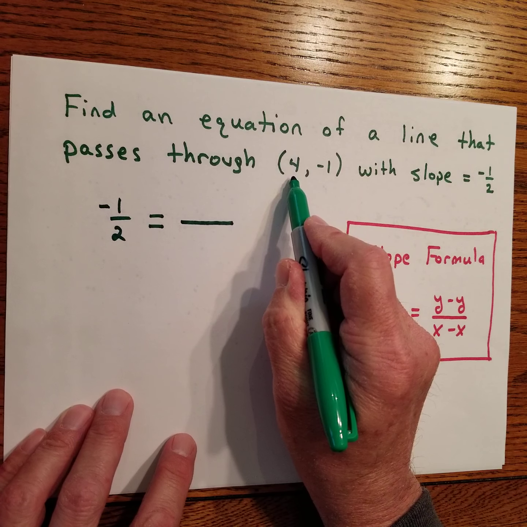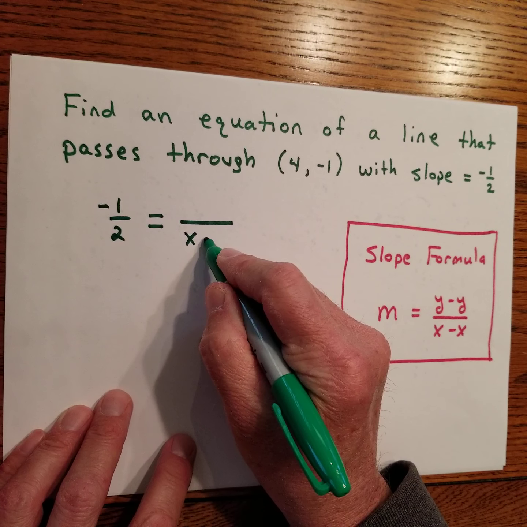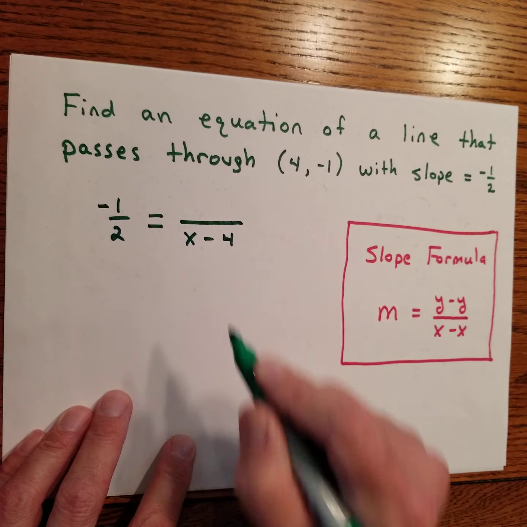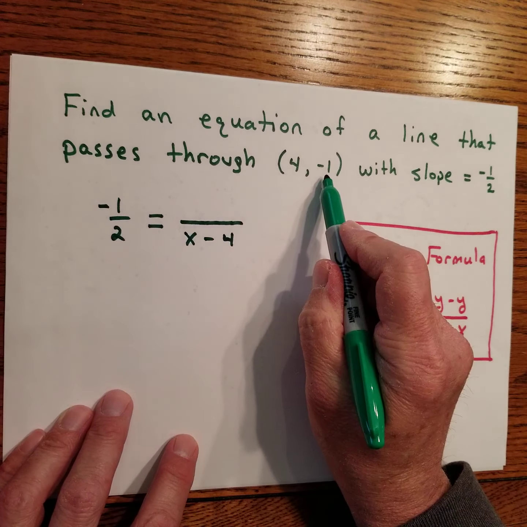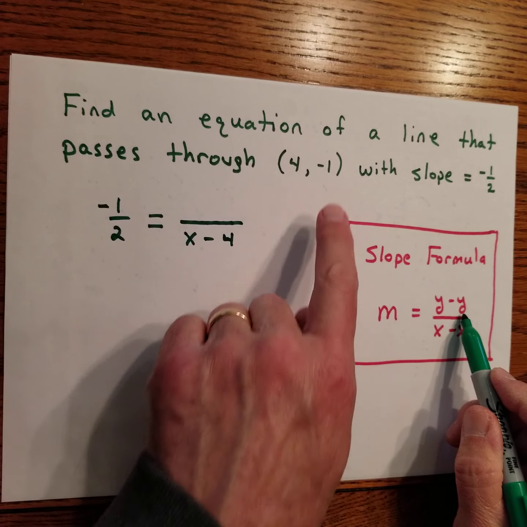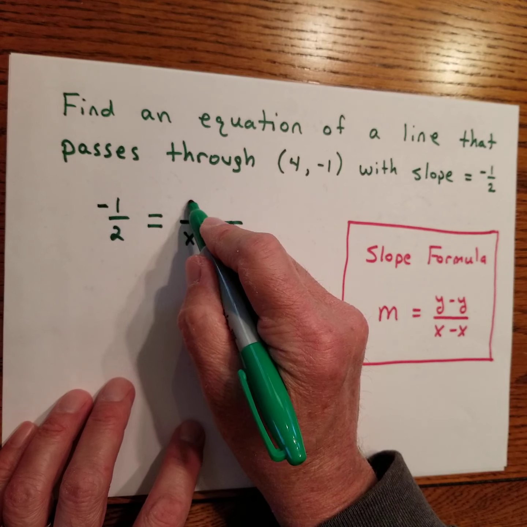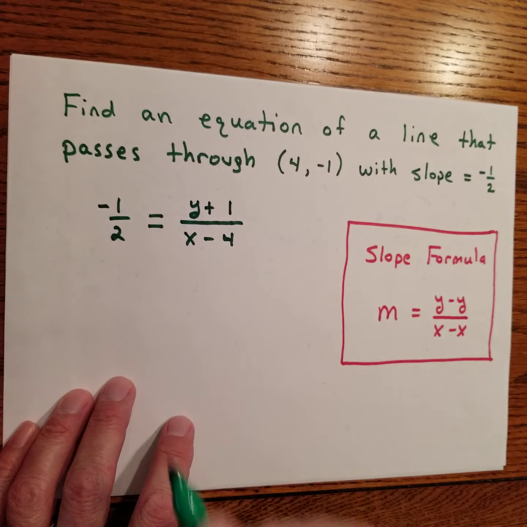This 4 is an x value. Put it in for the second x value. This -1 is a y value. If I plug it in here, the -1 will be next to this negative. And I know that 2 negatives make a positive.